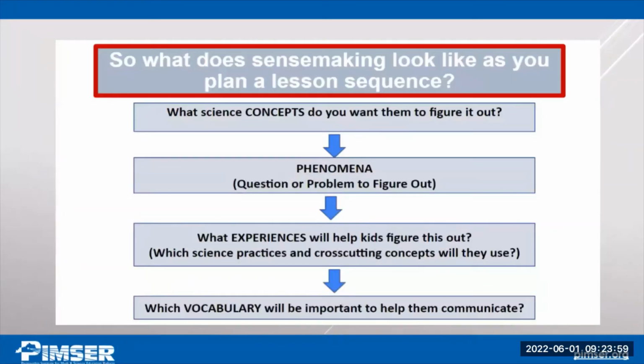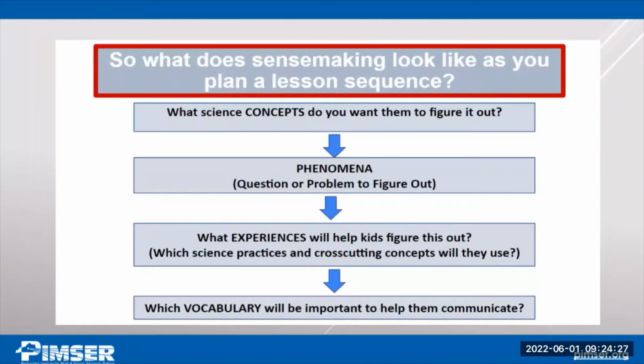This video is the second one in a series about authentic vocabulary development. In video 1, we looked at how to plan for vocabulary in the sense-making sequence. First, the teacher's going to think about what science concepts and standards they want to cover. Then they'll select a phenomenon to drive the learning. That phenomenon is an observable event in nature that we can use science ideas to predict or explain.